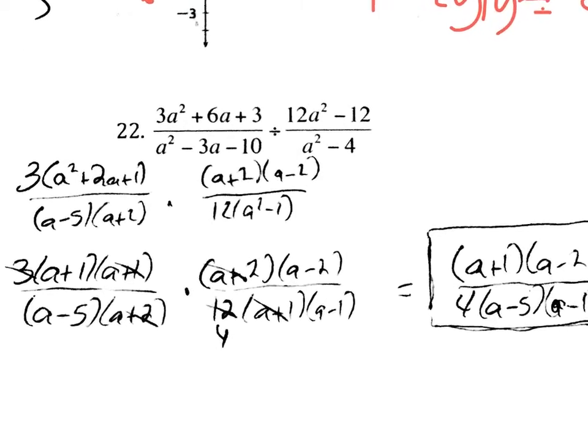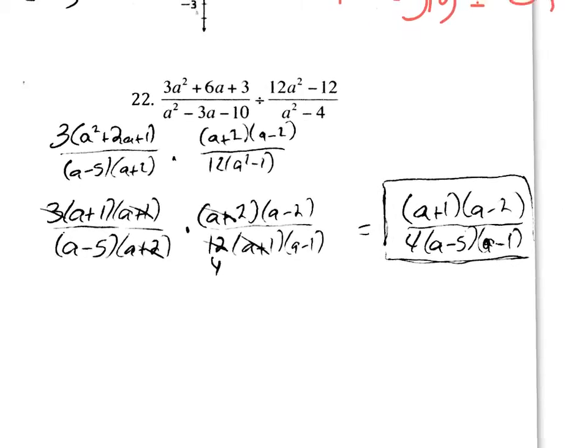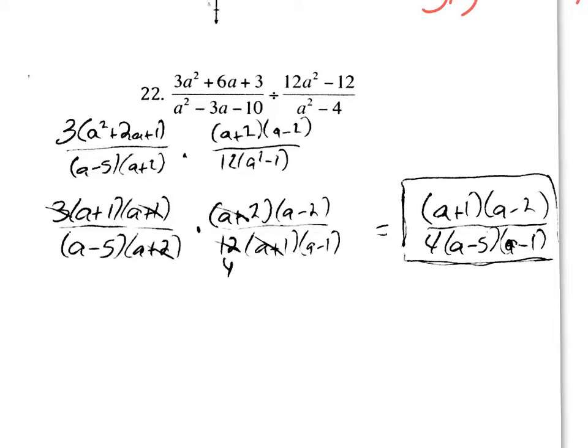22 is division, which means it's really multiplication after you flip it. But what you need to do first is factor everything. So on this one, I took a 3 out. Then I can still factor some more, so I wrote it like that.